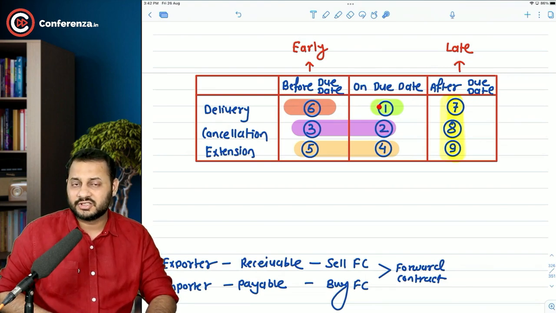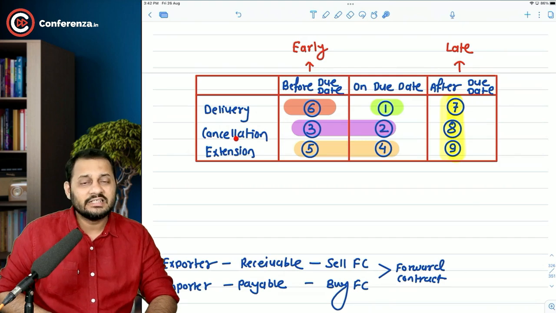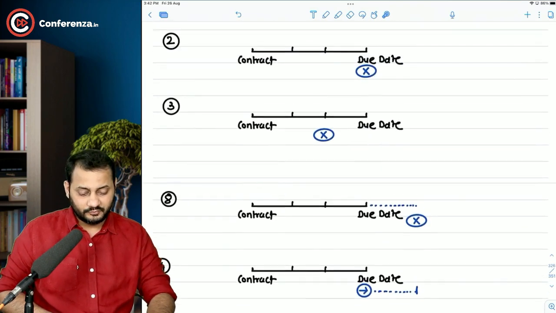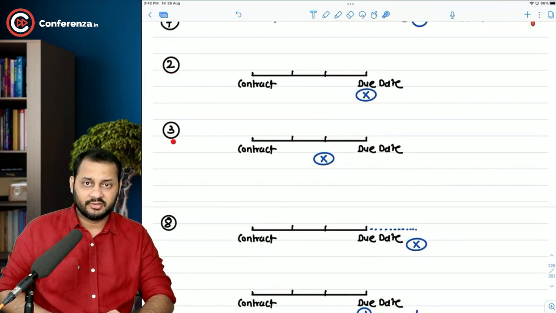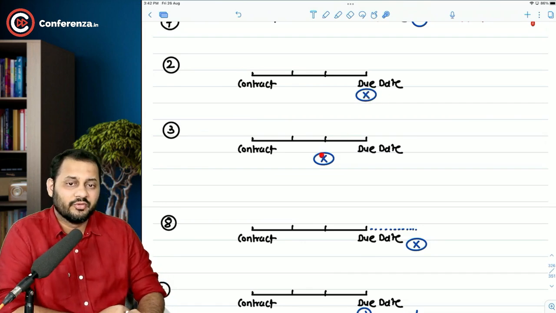So the first discussion has already been completed, I think, and this is the simplest of the questions, where you are delivering on the due date. Now we are going to discuss the second and third parts: how to cancel a contract we have already entered into, on the due date and before the due date. So this is second and third. You will be cancelling the contract on the due date and before the due date.